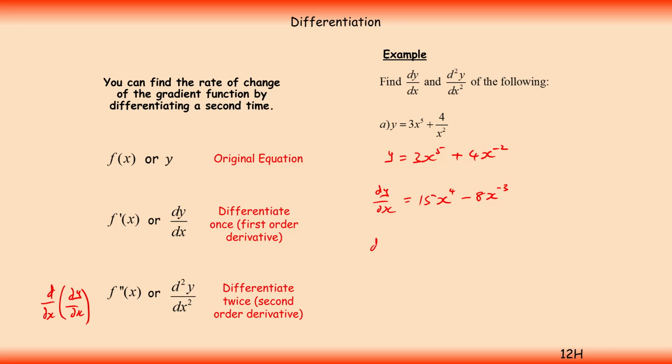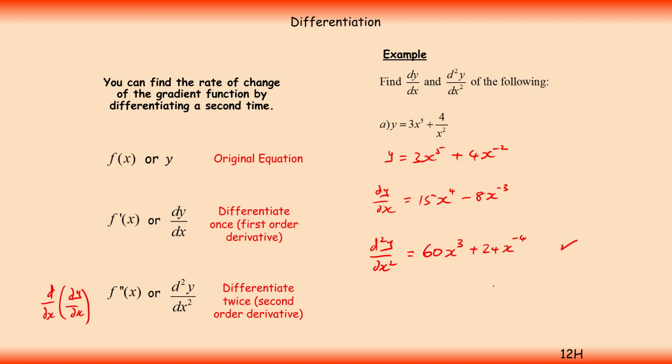And then the second order derivative, or d2y over dx squared, is given by 4 times 15, 60, x to the power of, take 1 away, 3. And because I'm multiplying by negative, this becomes positive. And 3 times 8 is 24, x to the power of minus 4, because remember we're taking 1 away, making it smaller. Let's just rewrite that.